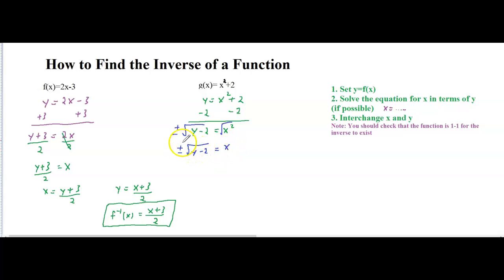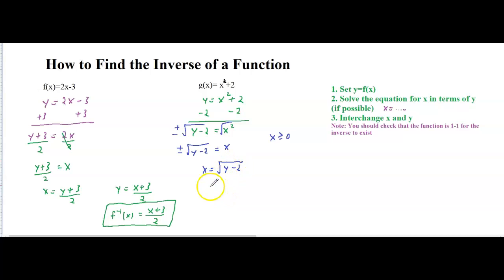Notice we get something kind of weird here, that x can have two different functions, and this is because g of x is actually not a one-to-one function, and so will not have an inverse unless you restrict it. So if we restrict this to, say, all the x's that are greater than or equal to 0, then this would be a one-to-one function, and then we could take x to just be the positive version of this.